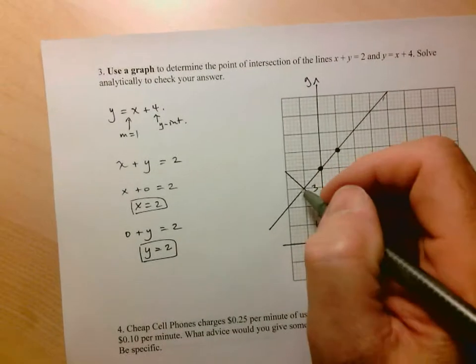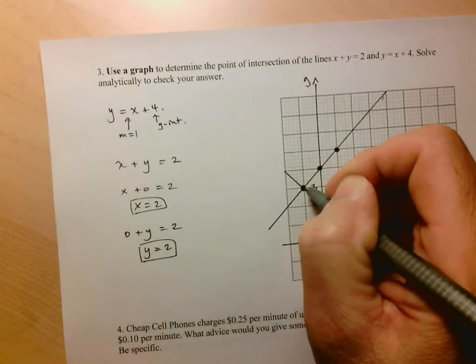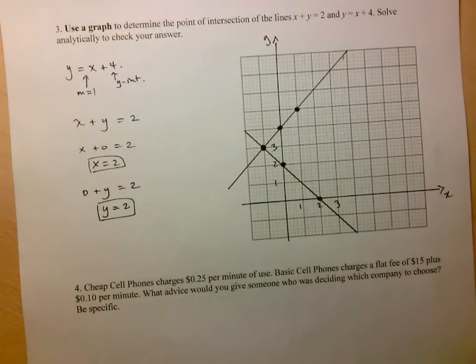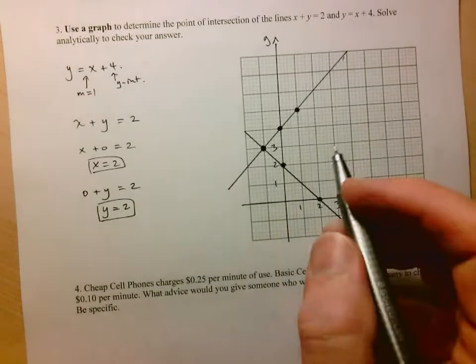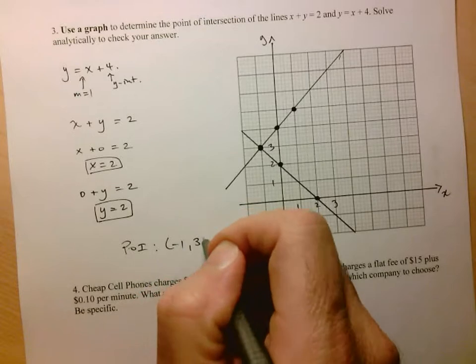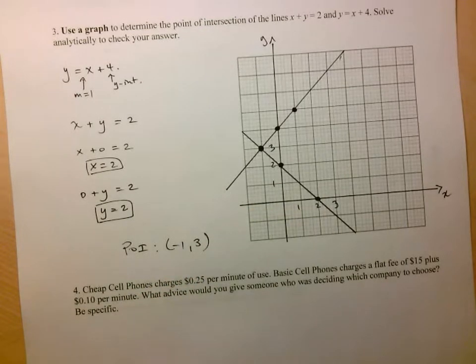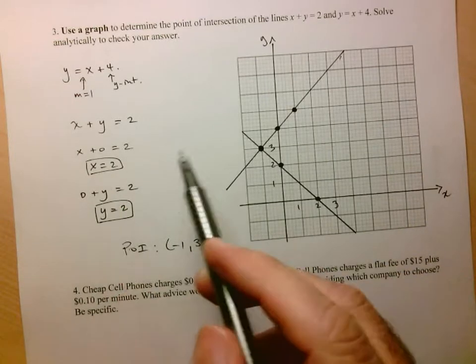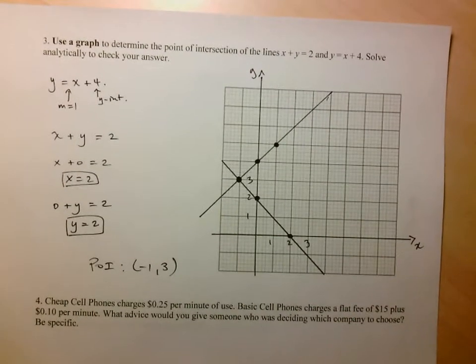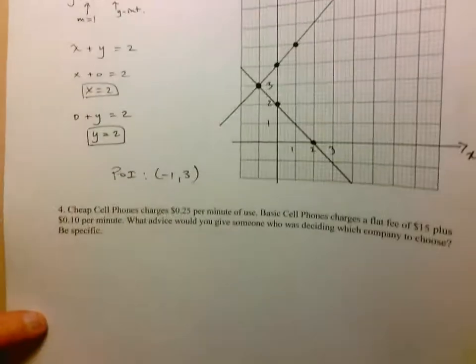And so now it looks as though our point of intersection occurs at this point here, -1, 3. So here my point of intersection is at -1, 3. So if at any point you also want to solve it algebraically to check your answer, you certainly could do that. Okay, let's move on to number 4.